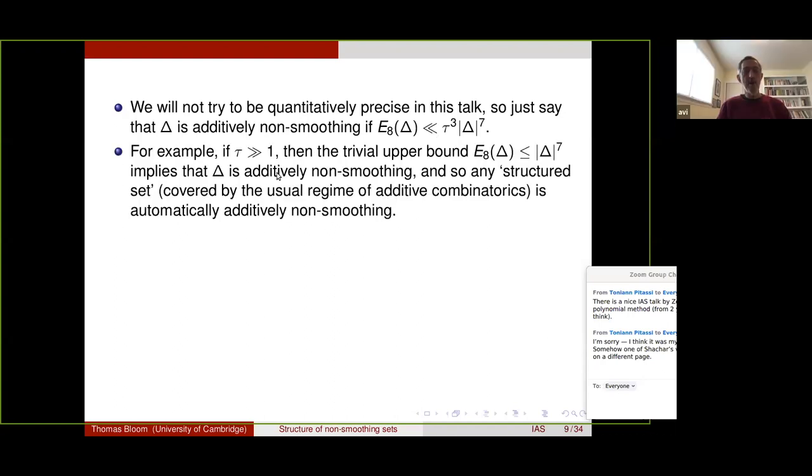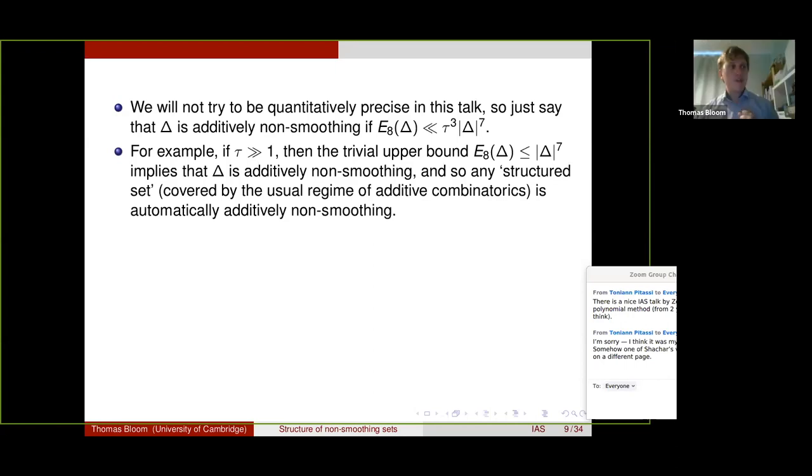So, for a question: you want E8 to be small, the smallest it can be, given the E4. It seems that making energy small says there is less structure. No, because I think the way to think about this is that it's really saying that E4 is large compared to E8. Ah, okay. Very good.